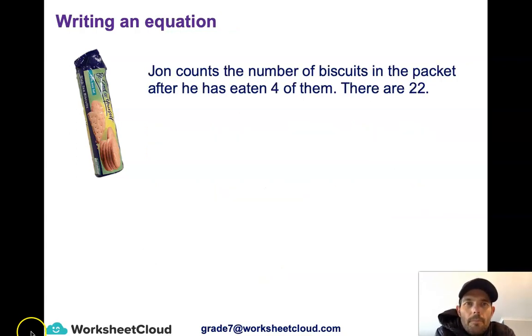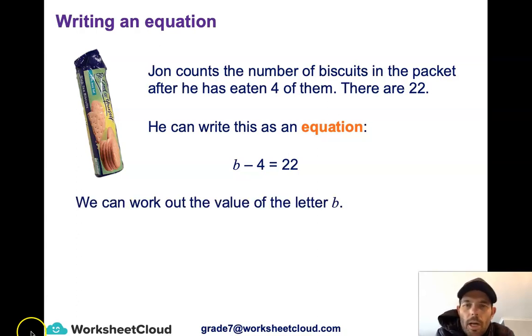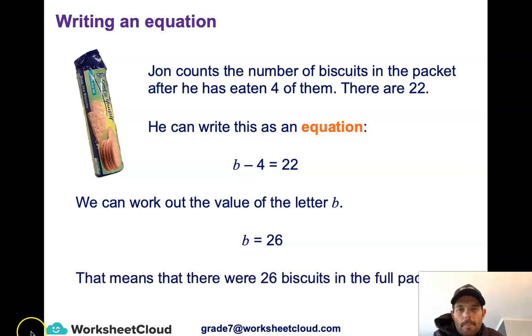John counts the number of biscuits in the packet after he has eaten 4 of them, and there are 22. Now he can write an equation. He can write B minus 4 is equal to 22. He can therefore work out the value of the letter B, because what minus 4 is equal to 22 must be 26. So therefore B is equal to 26. And there are 26 biscuits in the full packet.